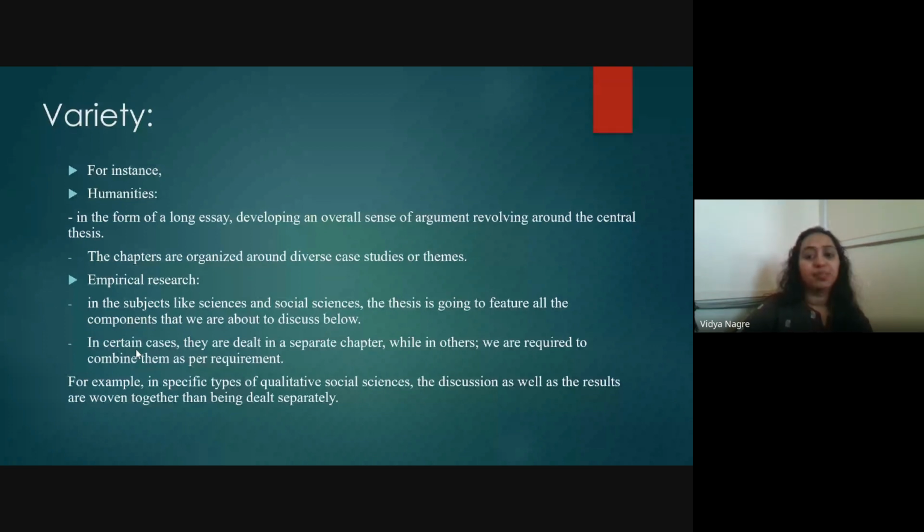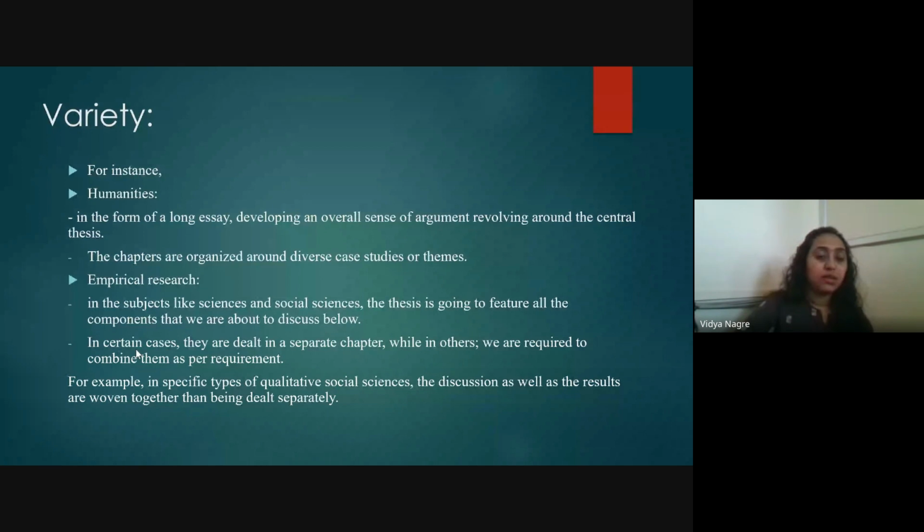The thesis is going to feature all the components that we are about to discuss below. That is in the next slide altogether. So in the empirical study, there is some evidence already available and you investigate more on that. You experiment more on that in order to reach some new conclusion.